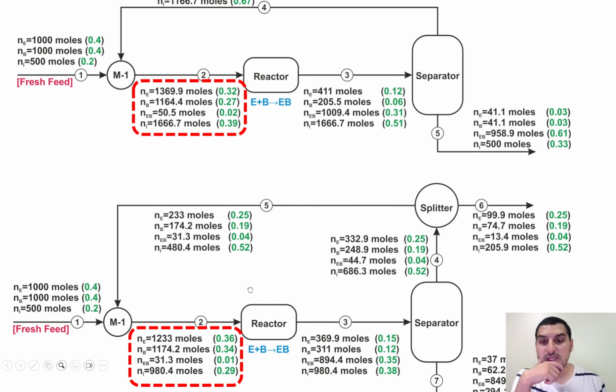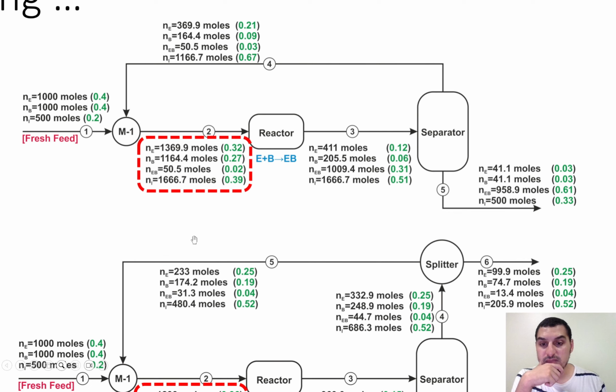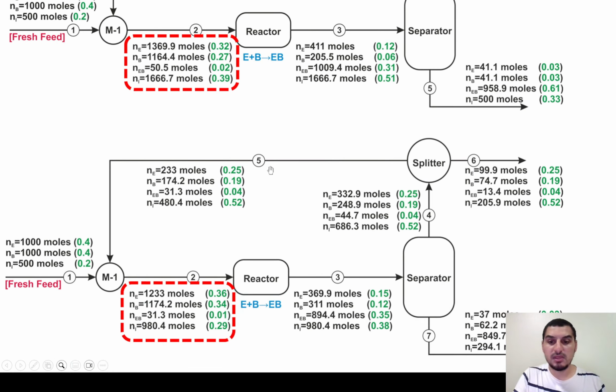Also, you would notice here that the flow rate of the recycle stream is getting much lower. So this 1166 is now 480. So it's less. It's almost 1/3 of the stream. It's a little bit higher than 1/3, but it's 1/3 of the stream. So this is all good news, because we are reducing the load on the recycle stream.